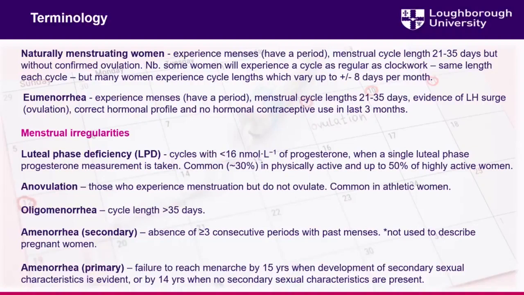The other amenorrhea is primary amenorrhea, and this is a failure to reach menarche, or start your period, by the age of 15, when the development of other secondary sexual characteristics are evident.